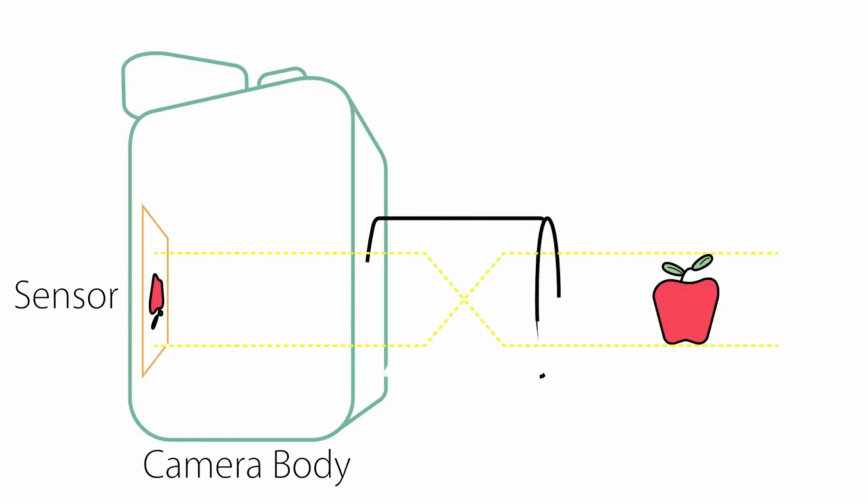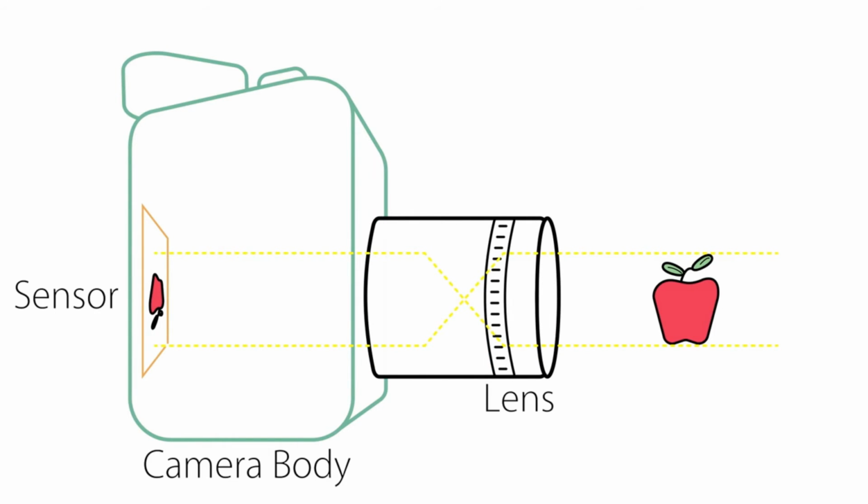A lens is attached to the front of the body of the camera. This allows the light entering the camera to be controlled. The light is focused by the lens to create a sharp upside-down image on the sensor. The lens also houses the aperture, which is made out of blades that can open wider or smaller to let more or less light through the lens.